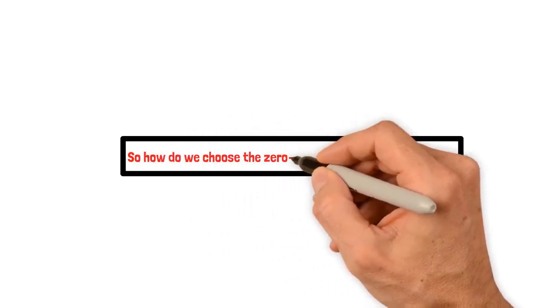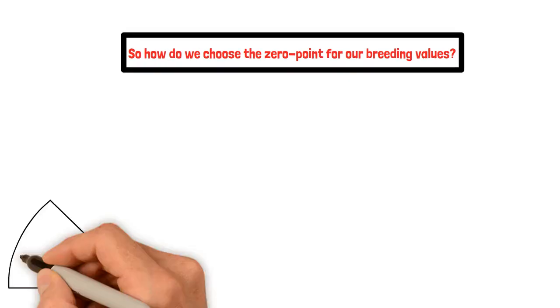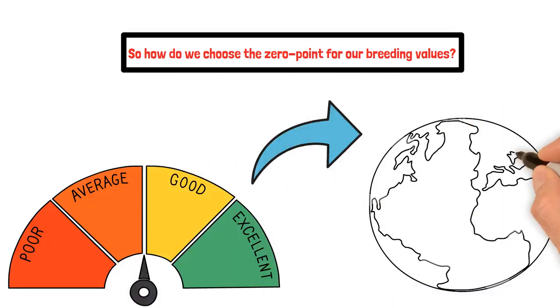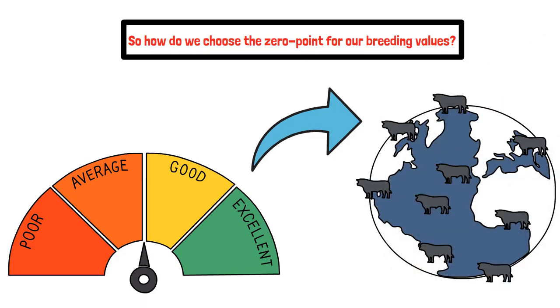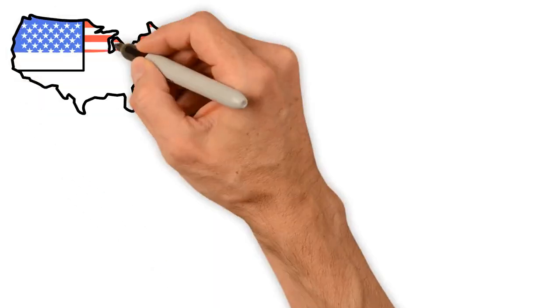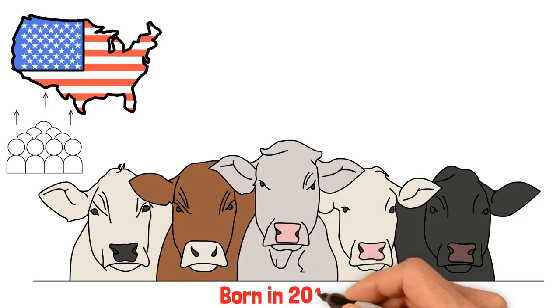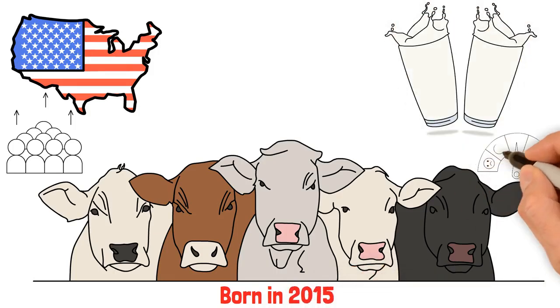So, how do we know where to set our breeding values? That's where the 0 point comes in. The 0 point is the average performance level, and each country or company decides what this point is based on their base population. In the United States, for example, our base population is made up of cows born in 2015. These cows are now milking, and their performance sets the 0 point for various traits.